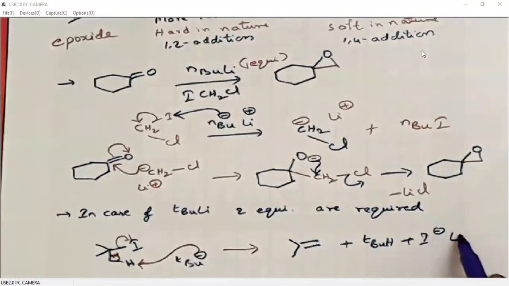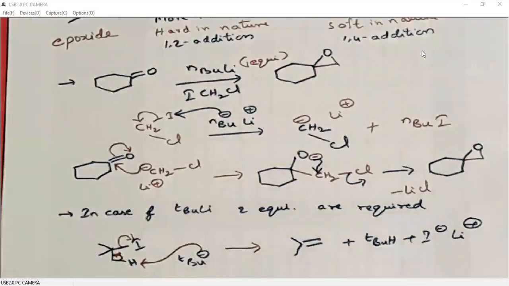Lithium, if it is tertiary butyl lithium. Because it generates isobutene, we must use two equivalents of tertiary butyl lithium in this reaction.